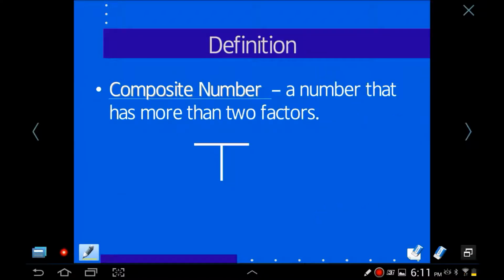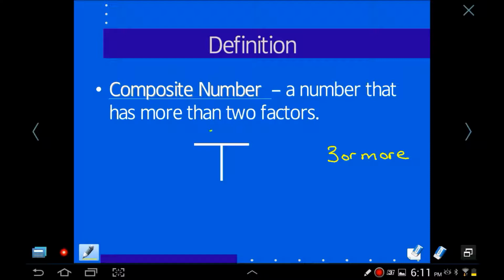Now, since we have prime numbers, we have to have something that is the opposite of that. The opposite of a prime number is a composite number. A composite number has more than 2 factors. It has 3 or more. That's how many factors it has.